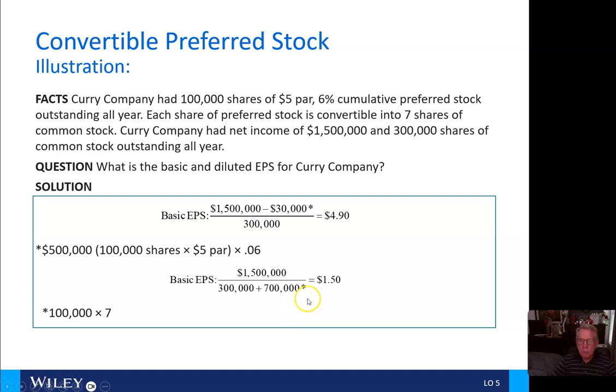Now, the diluted earnings per share in this case then is, if I have 1.5 million in income and we have basically converted, then we're going to have the 300,000 shares of common stock plus the 700,000 converted shares from the preferred stock, which is the 100,000 times 7.